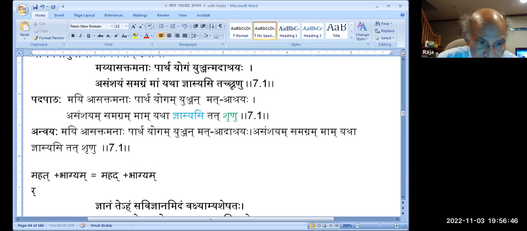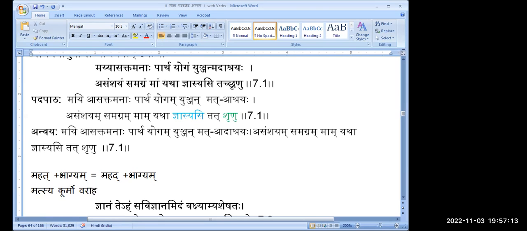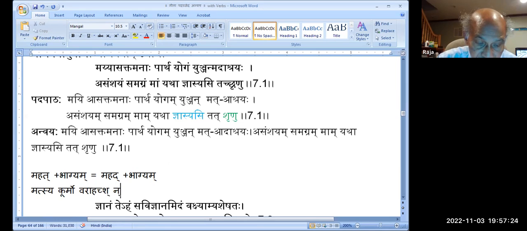Let me take the Dasavatara. Matsya, Kurmo, Varahascha, Narasimhasya. Matsya, Kurmo, Varahascha, Narasimhasya.